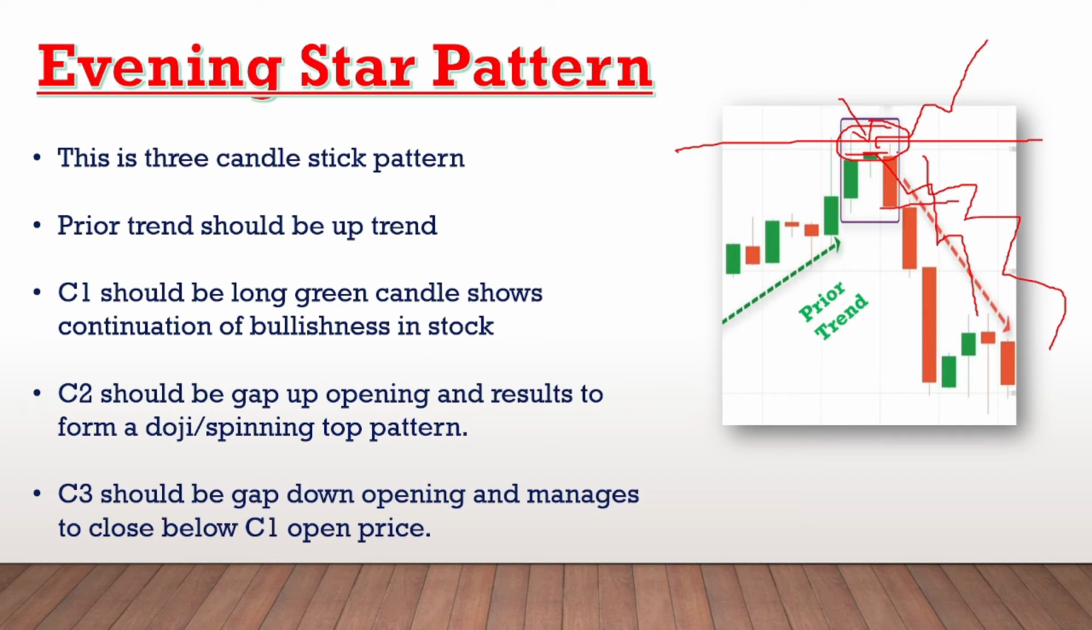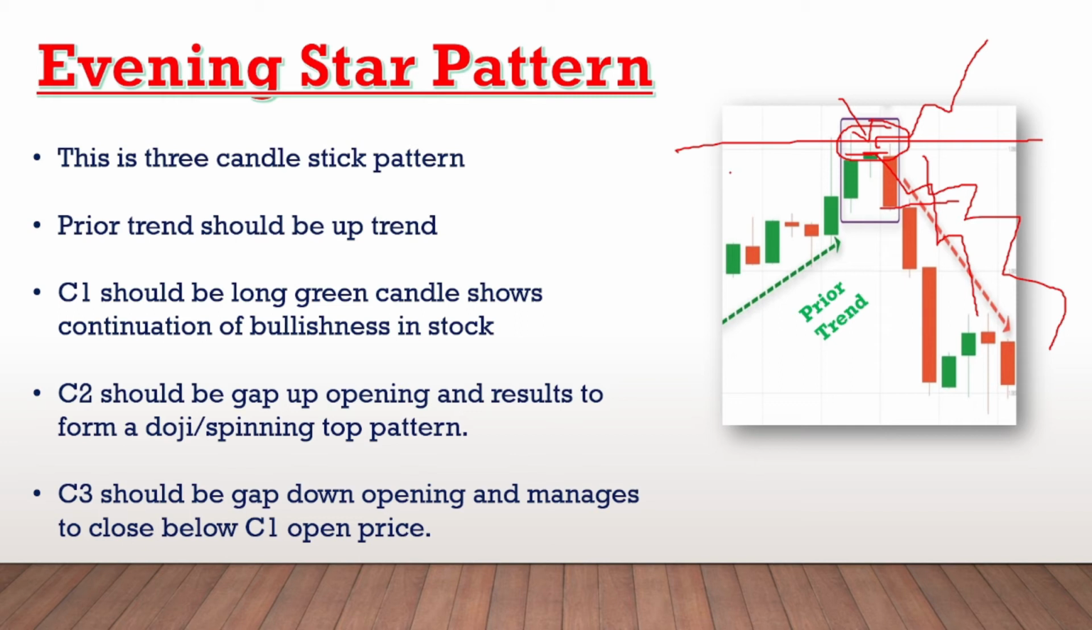As we have discussed in the morning star pattern, here also it applies the same: both a risk taker and a risk averse trader can happily initiate the trade at the close price of candle C3, because it gives a high probability that your prediction could go correct. So this is about the evening star pattern, which should form at the top end of an uptrend.